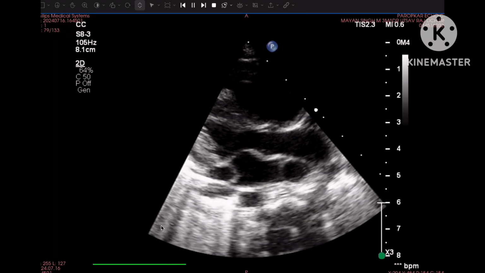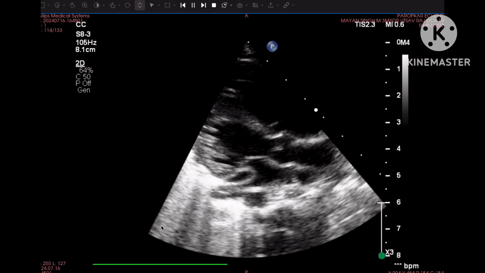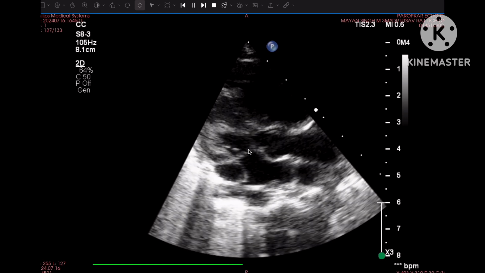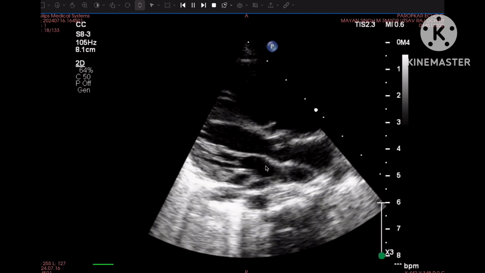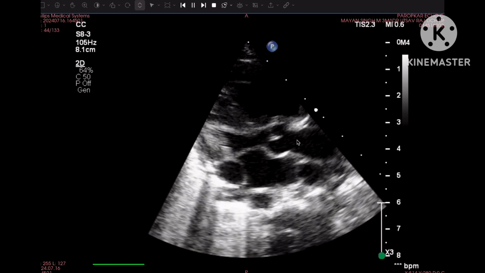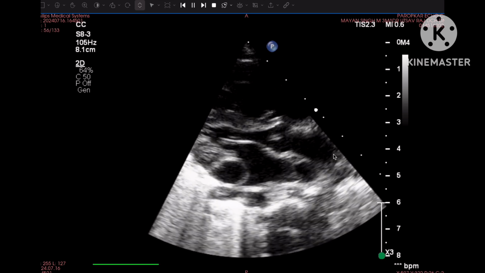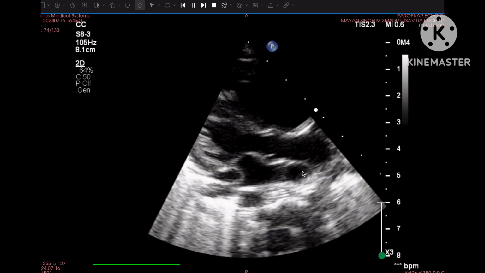Interesting case of sinus venosus ASD of IVC variety. Let us first identify the structures. This is parasternal long axis view. This is left atrium. This is left ventricle. This is aorta. This is ascending aorta, and posterior to this ascending aorta is the right pulmonary artery.